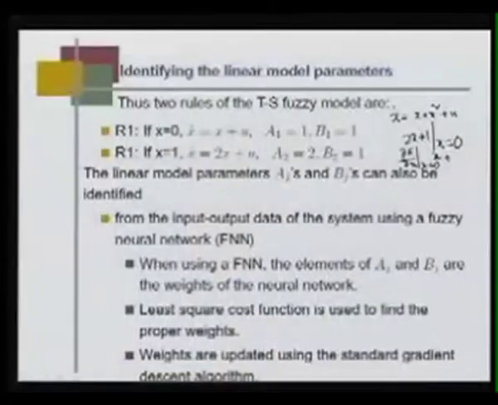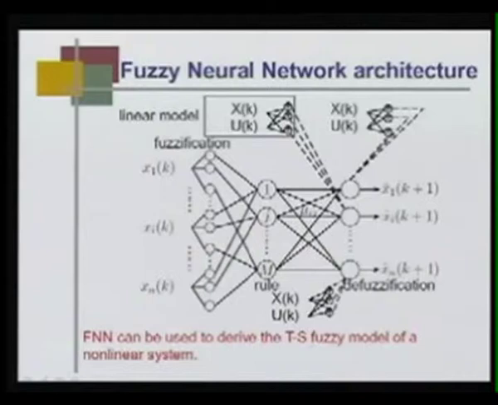But the linear model parameters A j's and B j's can also be identified using a fuzzy neural network. So, from the input output data of the system, I generate input output data and train a fuzzy neural network. When using a fuzzy neural network, the elements of A j and B j are weights of the neural network. A least square cost function is used to find the proper weights. Weights are updated using the standard gradient descent algorithm as well.